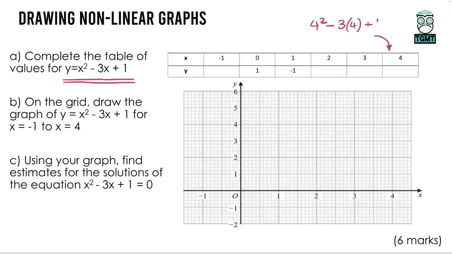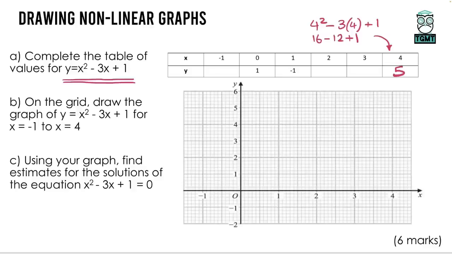And then plus 1. And I just need to work that out and be very careful as I move along. So 4 squared is 16. 3 times 4 is 12, and then plus 1. 16 take away 12 is 4, plus 1 is 5. I just need to keep doing the same again for all these numbers. It will take me a little bit of time, but that's okay. We get a lot of marks for this sort of question.